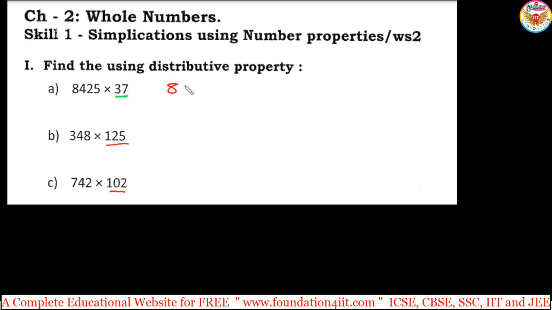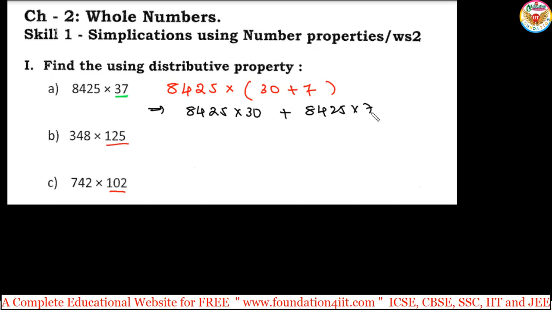So I'll show an example. 8,425 into 37, you write 30 plus 7. So we can use the distributive property. You should multiply with both. 8,425 into 30 you multiply, plus 8,425 you multiply with 7. Separately multiply and you can add, you'll get the answer for this instead of multiplying directly.